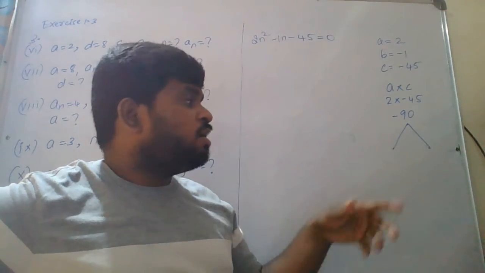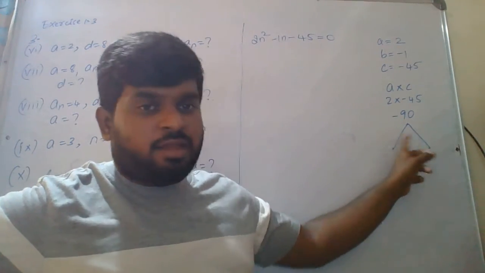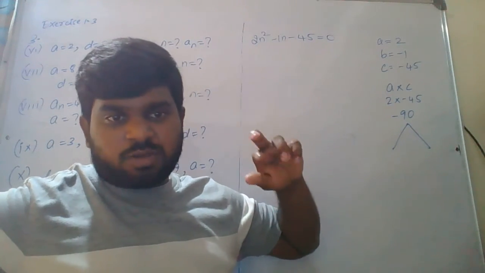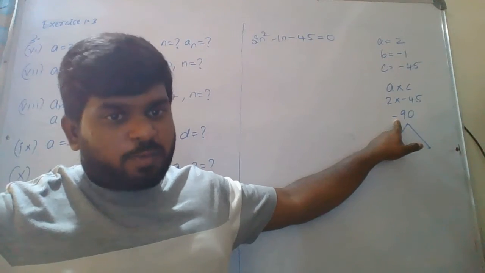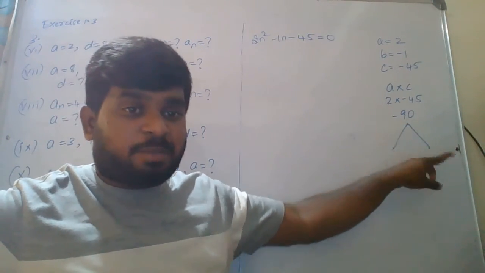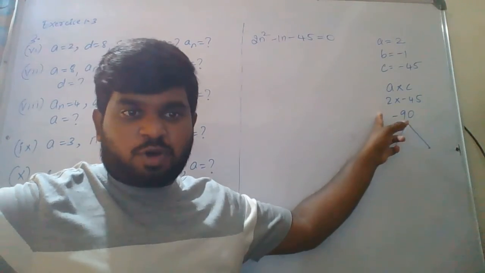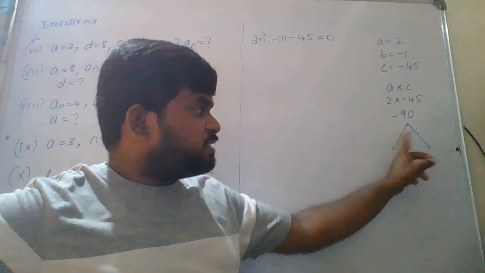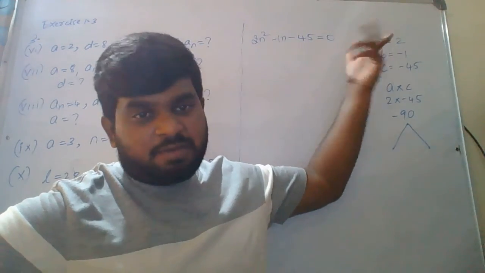In other words, we have to find two numbers in such a way that if I multiply those two numbers, I should get 90. And since it is negative over here, I should subtract those two numbers. If it is negative, we should subtract. If it is positive, we have to add. Here it is negative. Therefore, if I subtract these two numbers, I have to get the middle number, the B value.